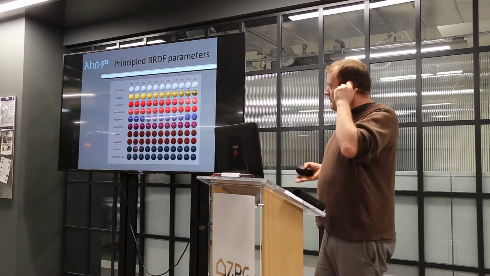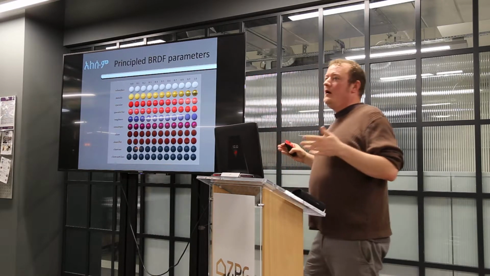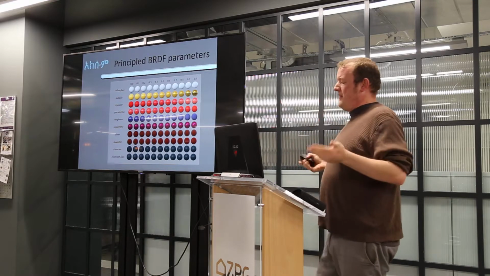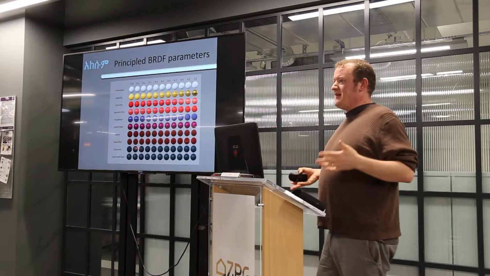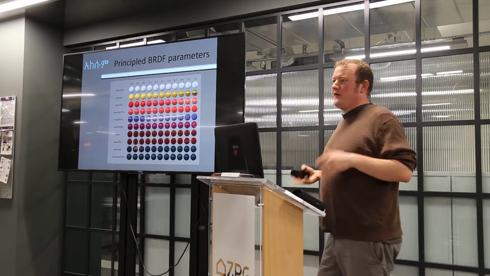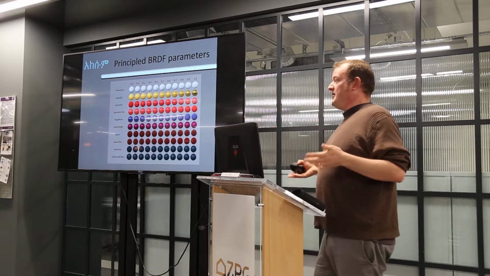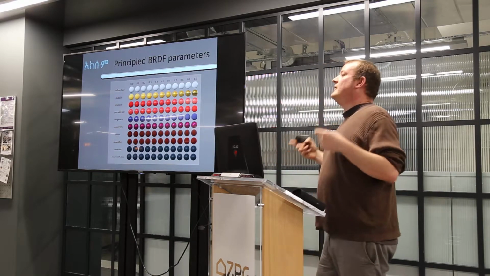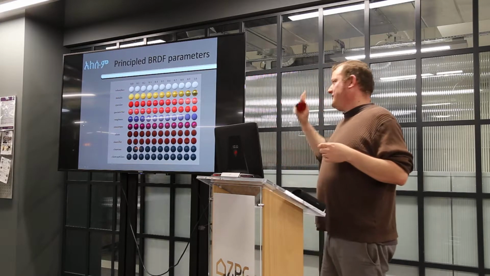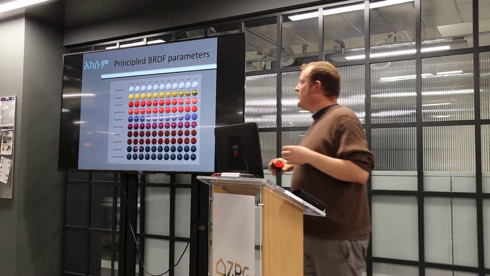And here is a list of them. I'm not going to talk about all of them. And you can actually implement Disney's physically based shading system without having all these parameters. So for example, the Unity shading system is also based on the Disney physically based shading system. It doesn't have anywhere near this number of parameters.